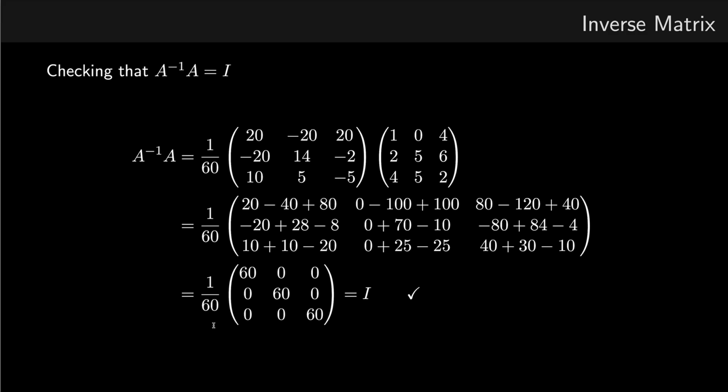So if we do this, the elements on the main diagonal are all 60. Of course, we're going to multiply by 1 over 60, so these elements are actually all 1, and this gives us the identity matrix, so we know that our inverse matrix is correct.